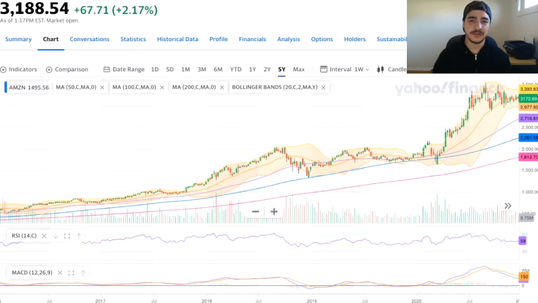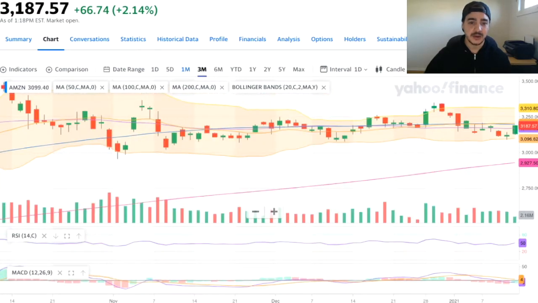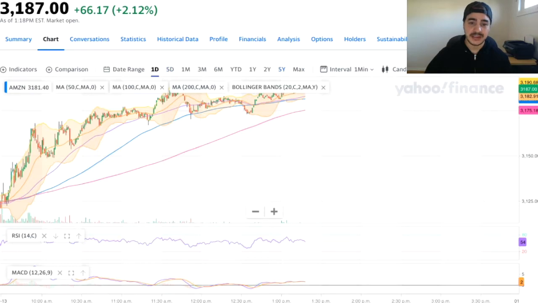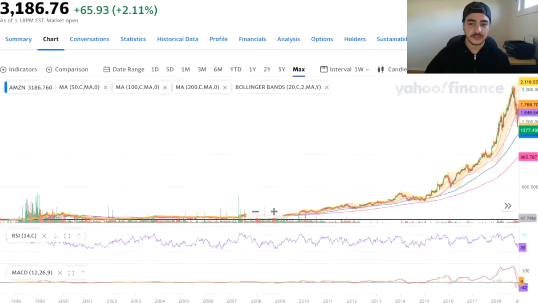Over here in Yahoo Finance, I can find Amazon and look at different information on Amazon as well as its chart. As you can see here, I'm currently looking at a 5-year timeline. I can change it to 2-year, 1 year, 6 months, 3 months, 1 month, 5 days, 1 day, or all the way back to 5 years, and even max.